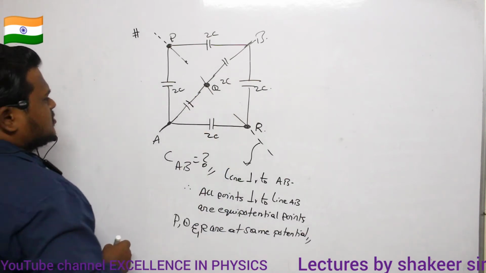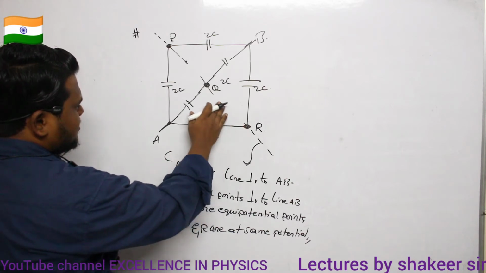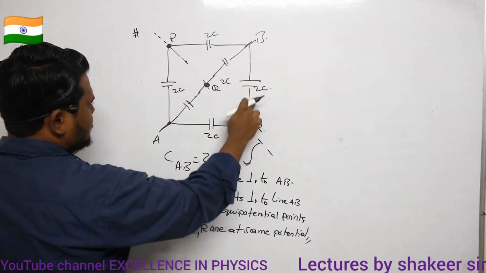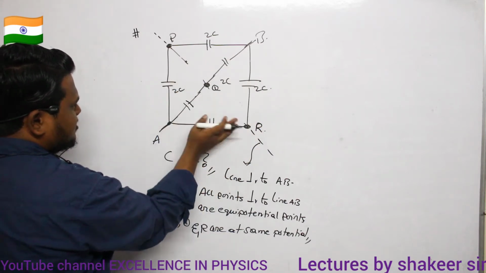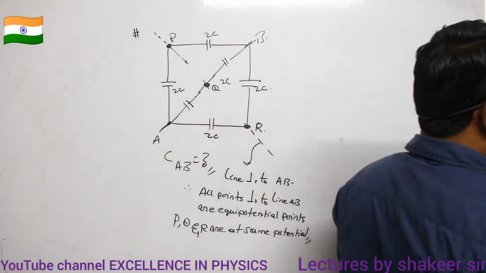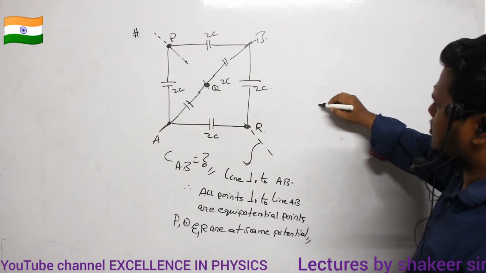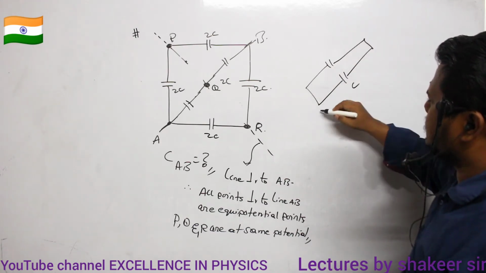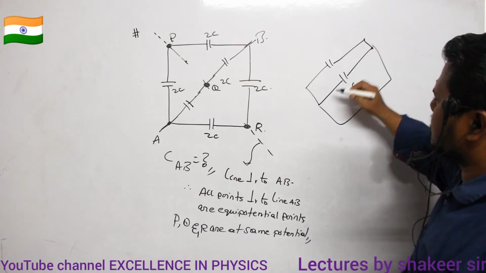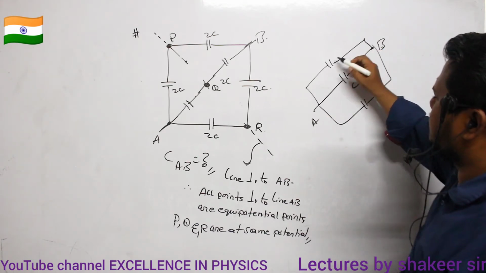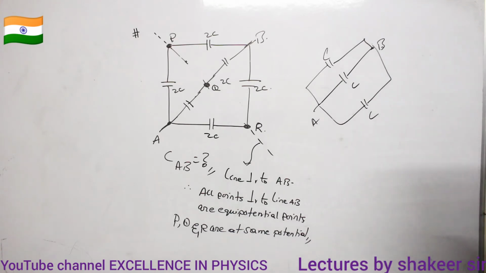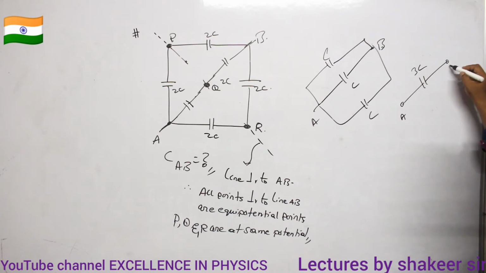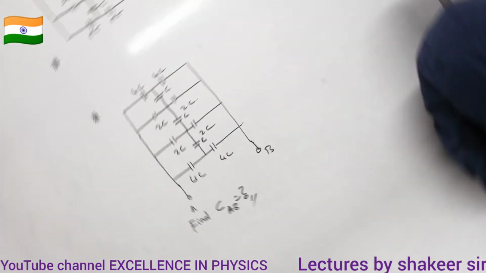Now which capacitors are in series and which capacitors are in parallel? So these two are in series, these two are in series, and these two are in series. Now first branch, second branch, and third branch, all of them are connected in parallel. So how can I draw this circuit? This is C, this is also C, this is also equal to C. So this is A and this is B. All these are connected in parallel. So equivalent capacitance is 3C. Okay, that is our answer.